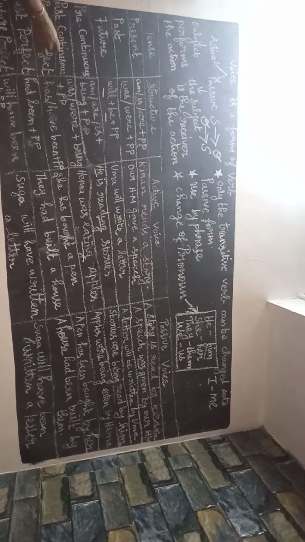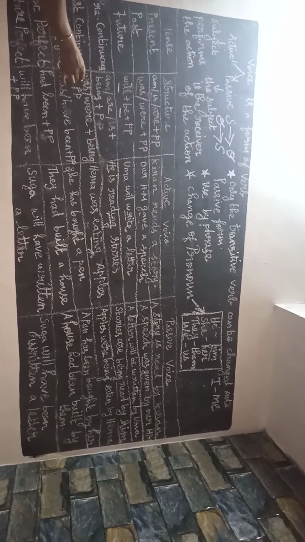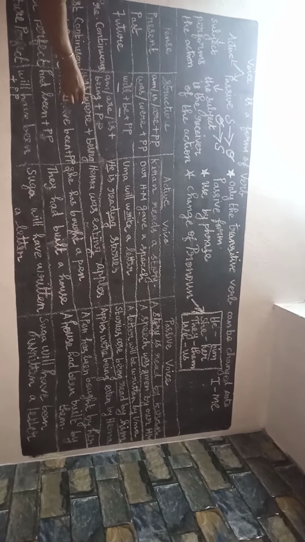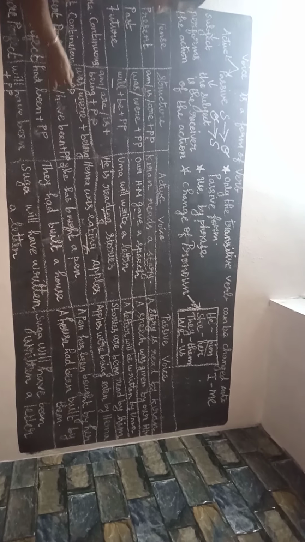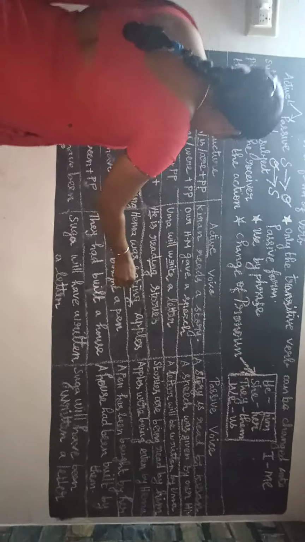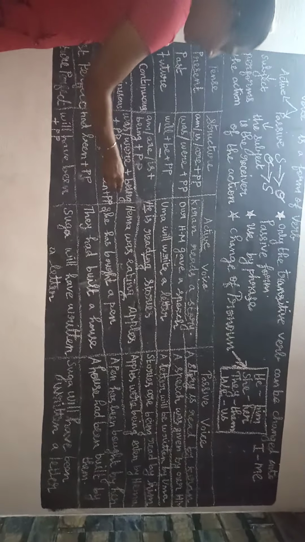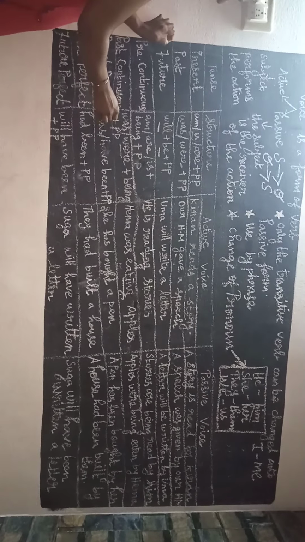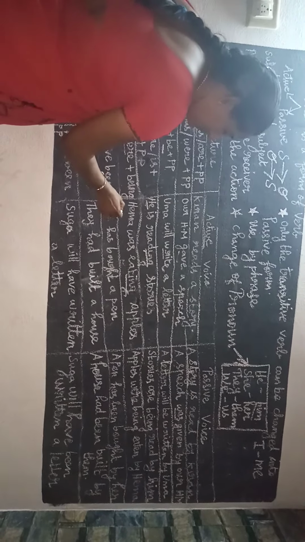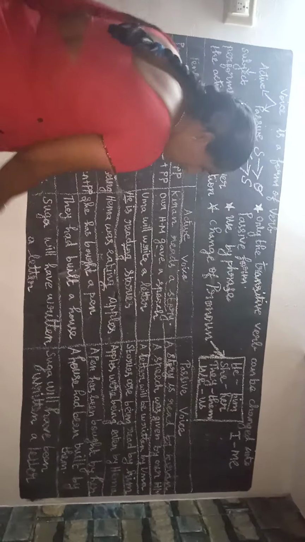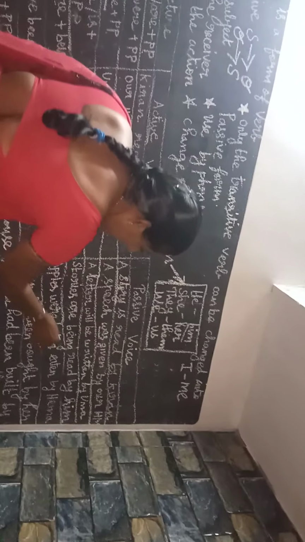Past continuous tense. If there is a plural subject, we must use were. If there is a singular subject, we have to use was. The verb will be ending with ing, that is continuous, so we are using being with past participle. See here, for an example, Hema was eating apples. Apples were being eaten by Hema.